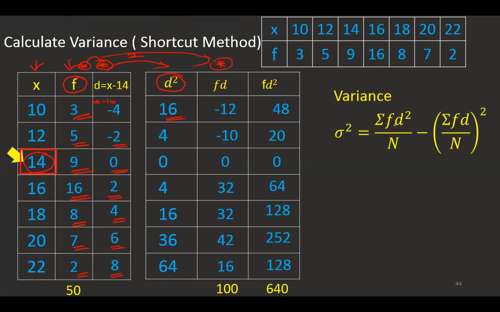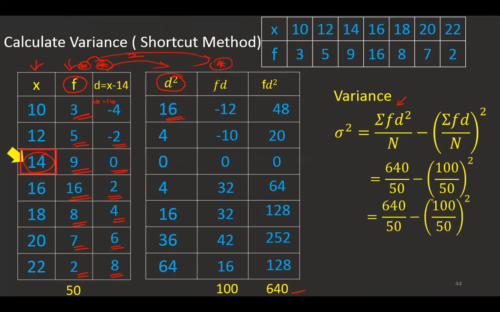Now variance is sigma FD square by N. You must be very, very careful. FD square is a column here. Here sigma FD divided by N, I am making it a whole square. Very, very important. You have to remember sigma FD square by N. So I'm going to substitute the values. It is 640 by 50. This is 100 divided by 50, the whole square. So 640 by 50. This is 2, and 2 power 2 will give you 4. Then I'm subtracting and finding out.